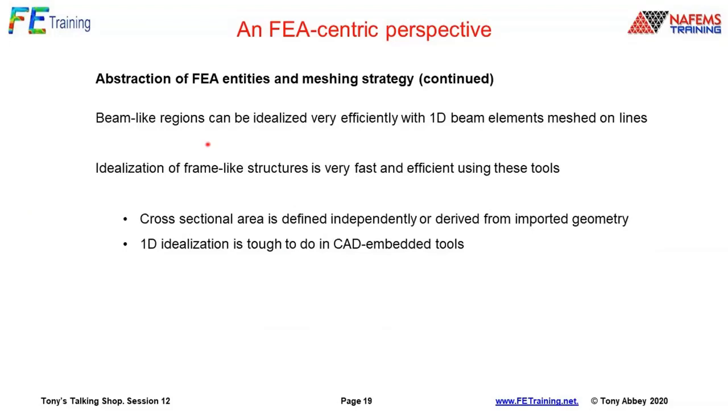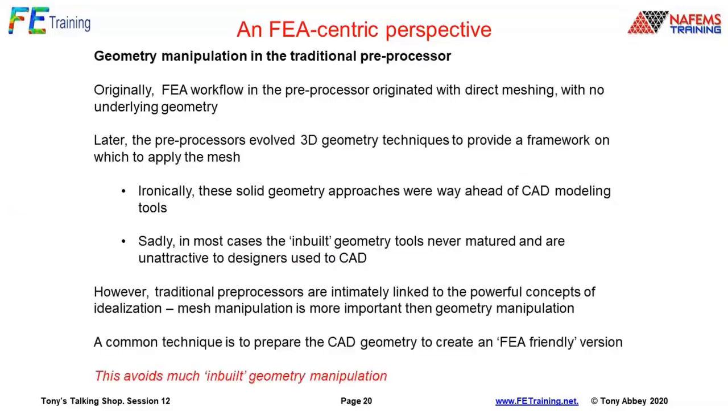With beam elements, it's even worse. Beam elements are very much our friend. We like frame-type structures, oil rig jackets, things like that. I can set them up very fast and efficiently using these tools. Cross-sectional areas I can either define independently or pull in from imported CAD. But in CAD embedded tools, 1D idealization is very tough. I've tried it seriously hard in a couple of these tools, and it is not easy to do.